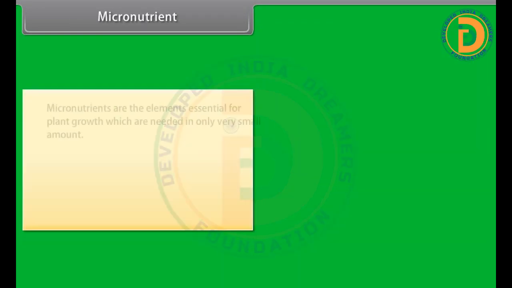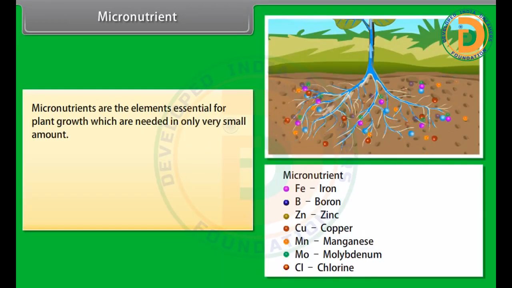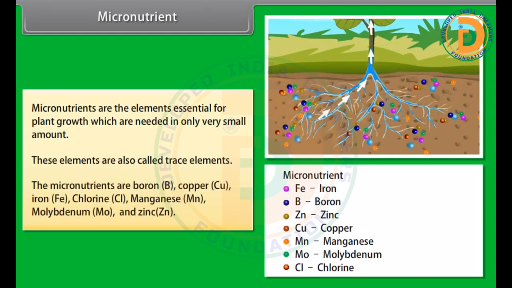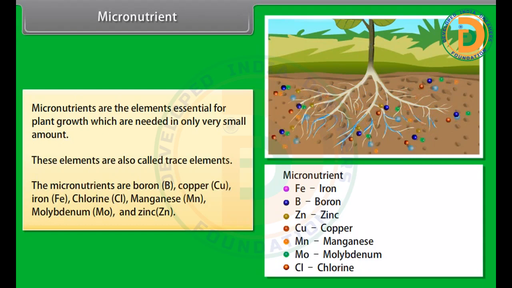Micronutrients. Micronutrients are the elements essential for plant growth which are needed in only very small amounts. These elements are also called trace elements. The micronutrients are boron, copper, iron, chlorine, manganese, molybdenum, and zinc.